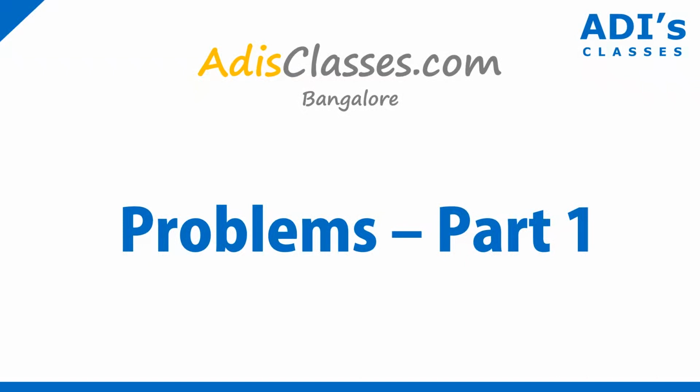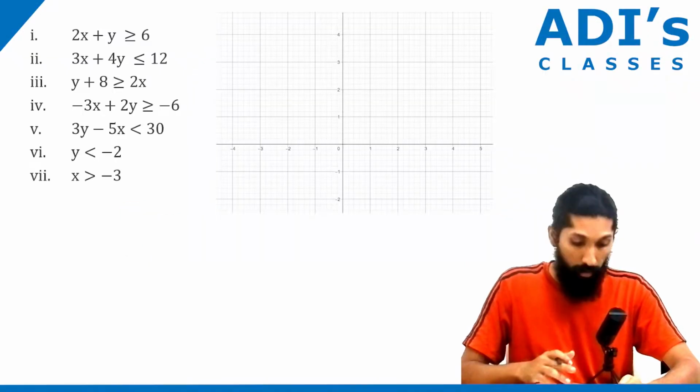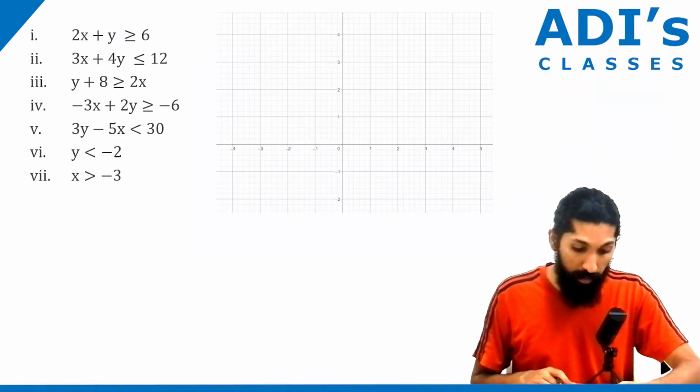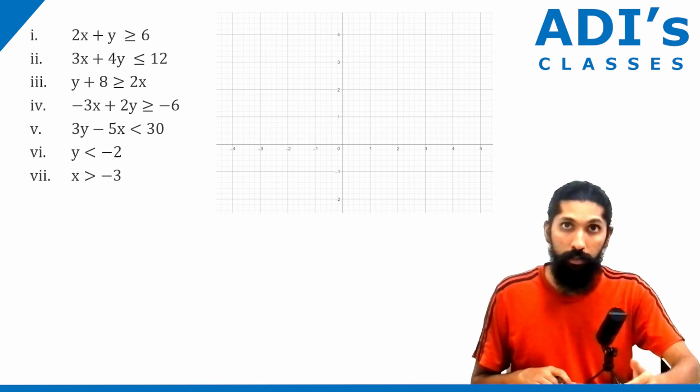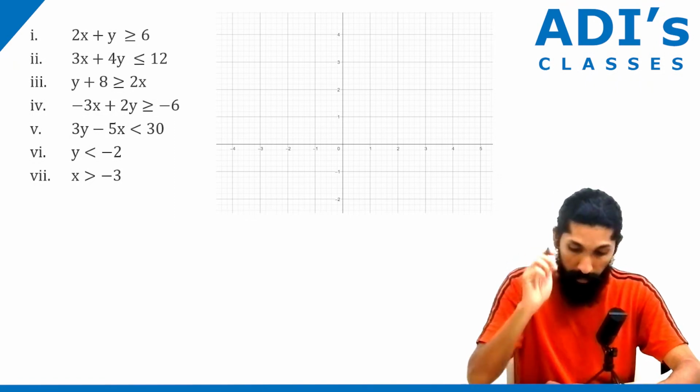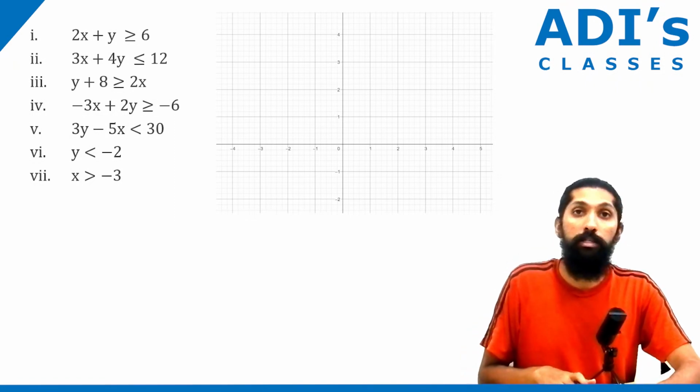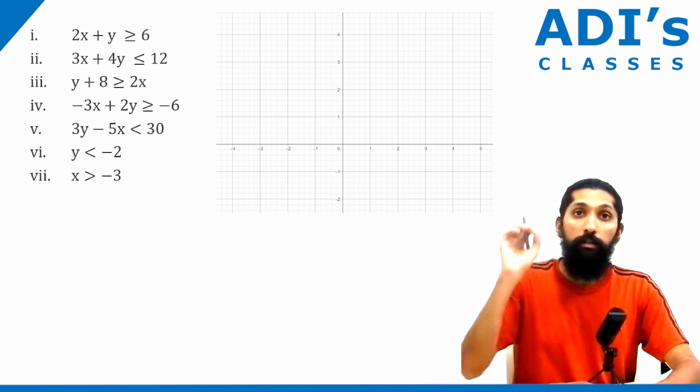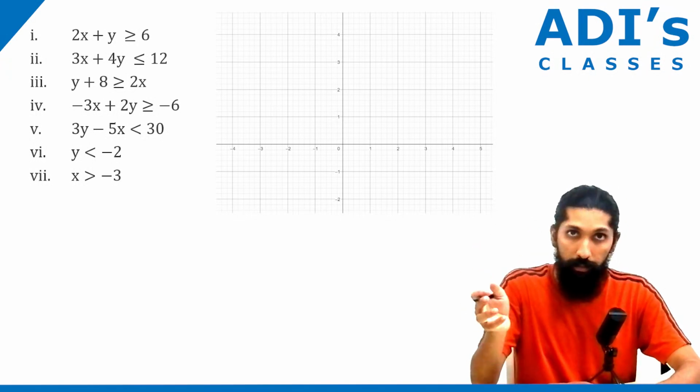Let's look at a couple of problems based on linear inequalities. Look at the first one. So you have 2x plus y greater than or equal to 6. Again, it's a slack inequality, right? So to solve this one, what is the first step I told you to solve? Make it into an equal to sign, correct?